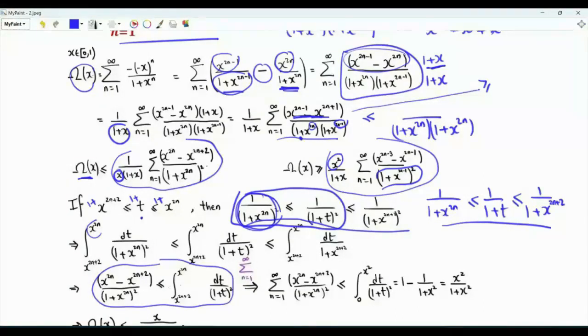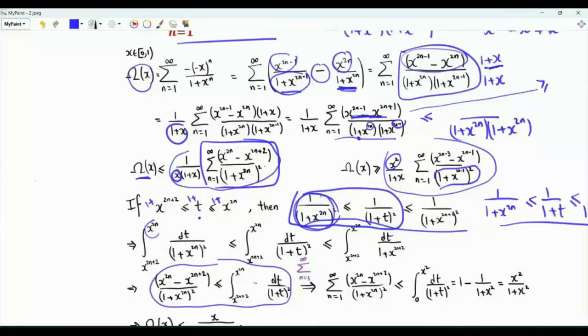Sum both sides, n from 1 to infinity. When we do this summation, we will get this quantity here, which is part of the upper bound on omega of x. Let's sum the integrals. When n is equal to 1, we are integrating from x to the power 4 to x squared. When n is equal to 2, we are integrating from x to the power 6 to x to the power 4. When n is equal to 3, we are integrating from x to the power 8 to x to the power 6, and so on. The lower limit of integration gets closer and closer to 0 as n increases, because x is strictly less than 1. When we sum this side, n from 1 to infinity, the integral becomes from 0 to x squared.